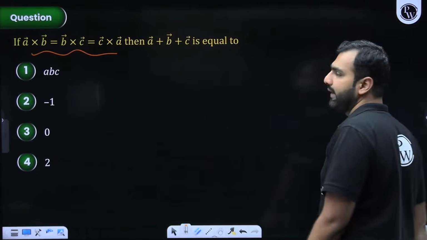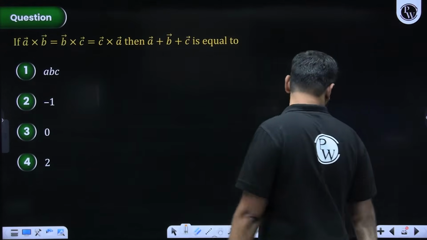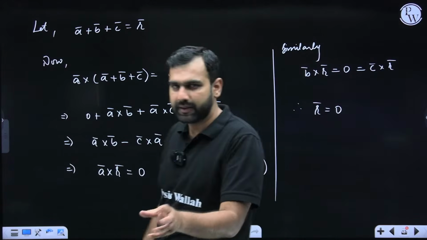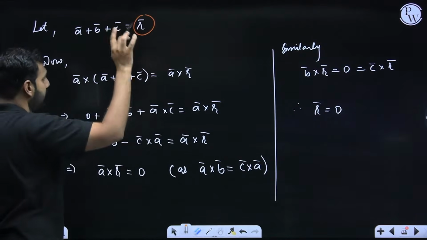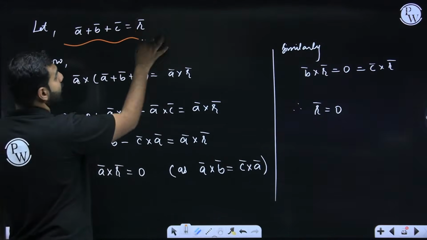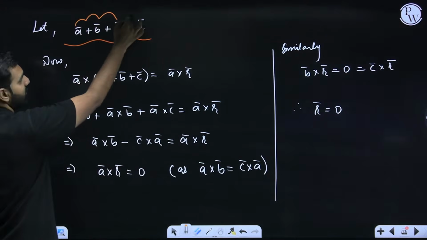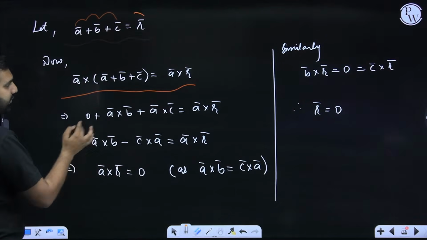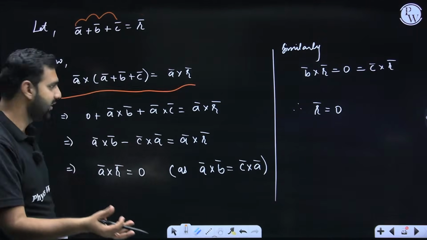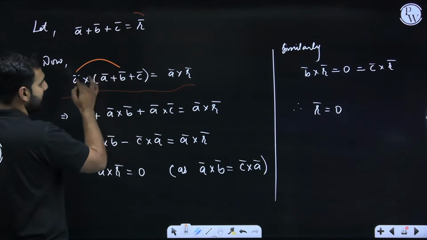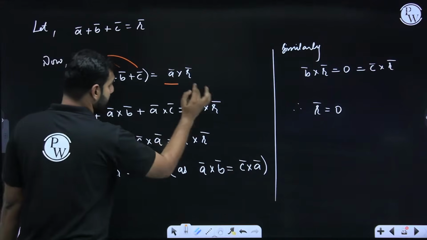Next question says that if a cross b is equal to b cross c is equal to c cross a, then find a + b + c. Let's say a + b + c is R, a vector R. So here, if I take its cross product with a on both sides, I'll say a cross a, a cross b, a cross c is equal to a cross R. A cross A will be 0 because they are the same vector, sin 0 is 0. A cross B and A cross C is what you're left with, equal to A cross R.